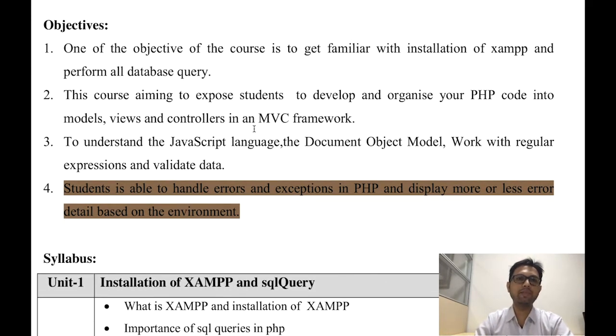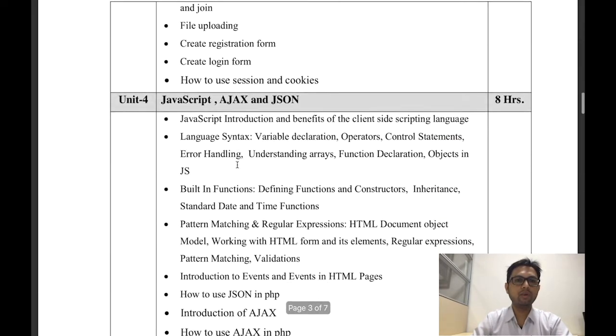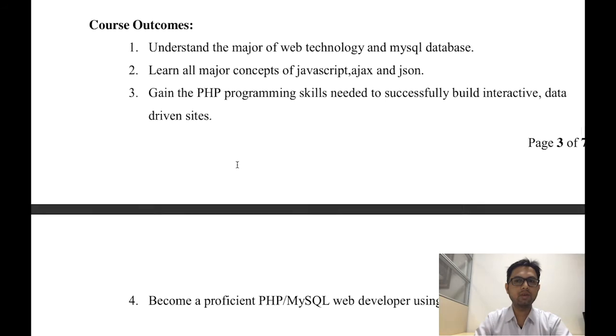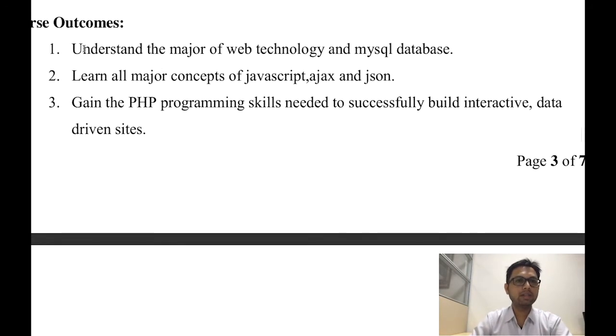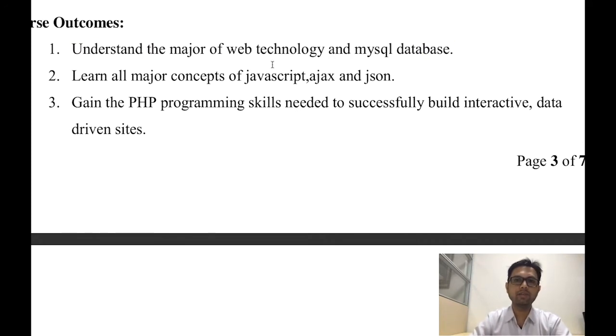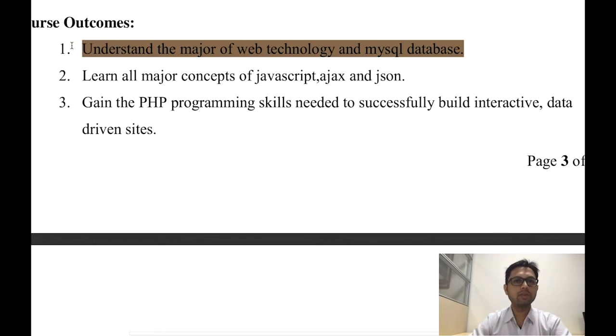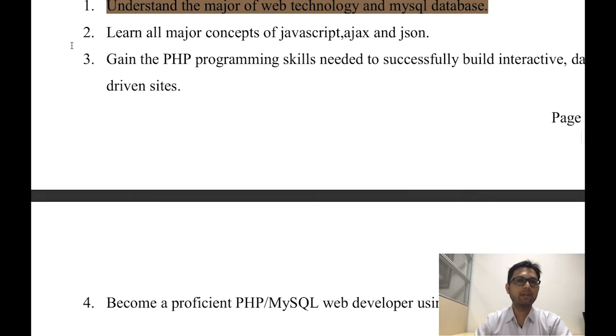At the end of completing this course, students are going to achieve the following outcomes. This is the course outcome of the syllabus. One is to understand the major parts of web technology and MySQL database. So the student is going to understand the majority part of what is web technology and what is MySQL database, and how MySQL database is related to web technology like PHP and JavaScript.